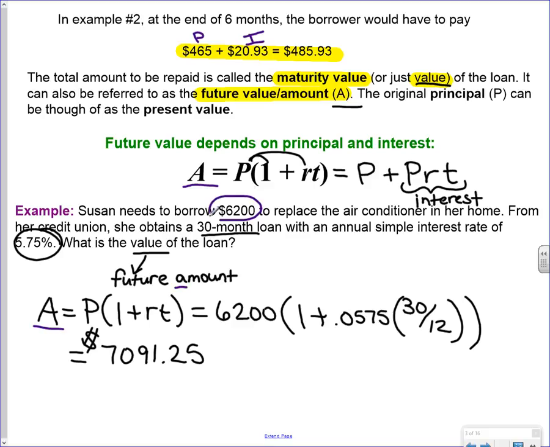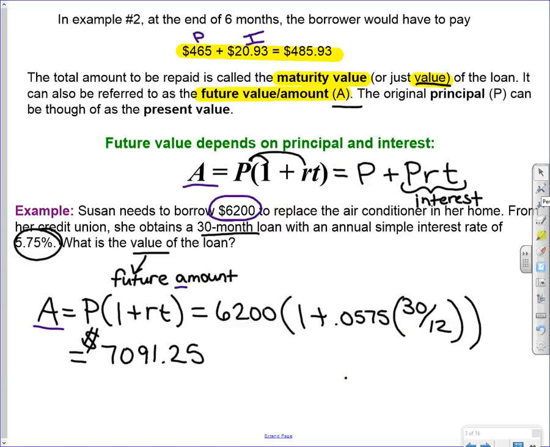That was our principal. That's how much she's borrowing, times 1. The 1's always going to stay a 1 because that's what's in the formula. So there'll always be a 1 there, plus 0.0575. That comes from the 5.75% converted into a decimal as 0.0575, times 30 over 12. So we had a 30-month loan. When we put this in terms of years, we're going to divide by 12 because there's 12 months in a year. So we have 30 over 12. And we put all this into our calculator and we get this, 7,091.25. So let's look at maybe how to put this in our calculator in case you're wondering about that.